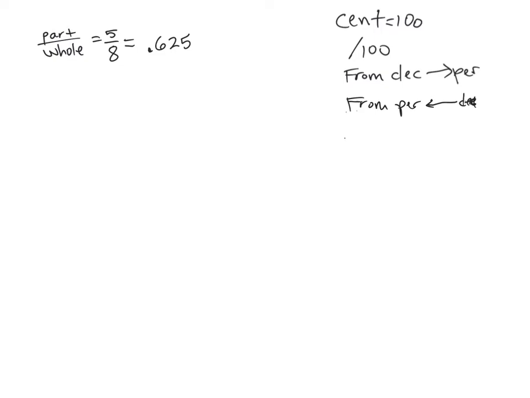So all I'm going to do is move it 2 places for the 2 zeros. So I'm going to multiply this by 100, and I'm going to get 62.5%. Okay, so 5 over 8, 5 out of 8 is another way of saying it. So, let's say you have 8 friends, and 5 of them want to go to the movies. Well, 62.5% of your friends want to go to the movies.